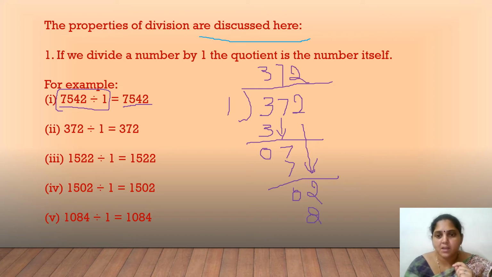What is your remainder now here? Your remainder is 0. See, you will be getting your same number. The number you have taken as your dividend, that same number will be your quotient. So, any number if you divide by 1, you will be getting the number itself as your quotient. Here you see, 1522 divided by 1, you will be getting the same number as your quotient. Same with 1502 divided by 1, and 1841 divided by 1. You can do many examples by taking your own numbers in this format.